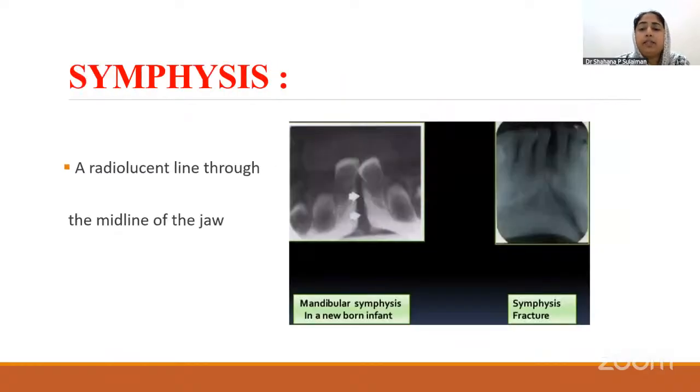Then the symphysis is the area where the two halves of the mandible fuse together. The mandible develops in two halves and it fuses together at the symphysis at the midline. This can be appreciated in younger kids, but as age advances, the symphysis gets fused, so we will not be able to appreciate this much in older individuals.